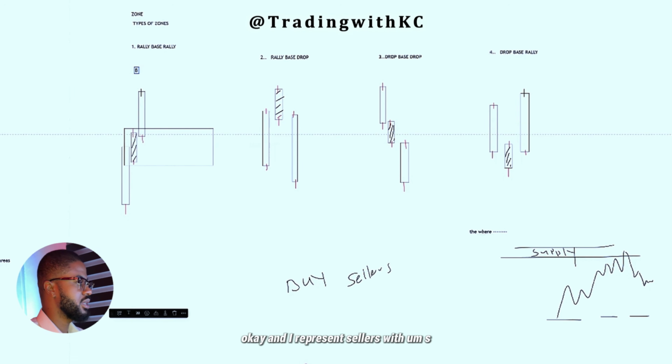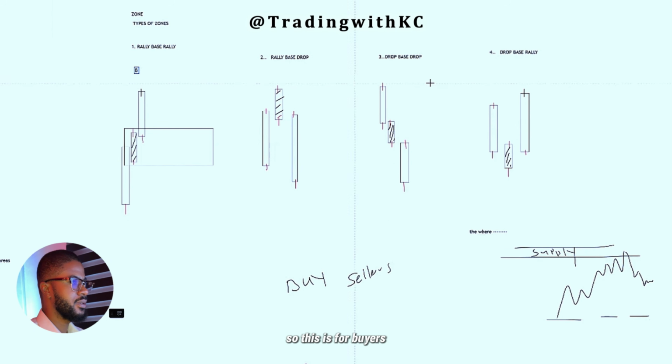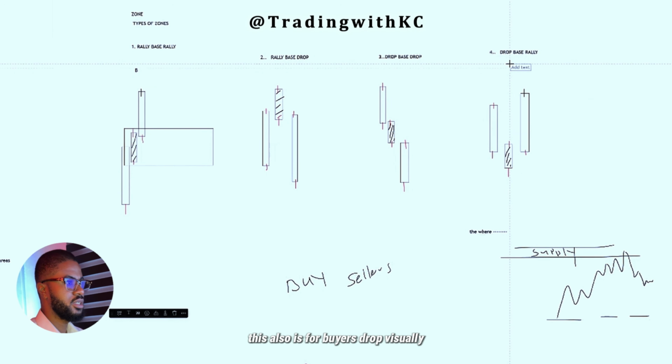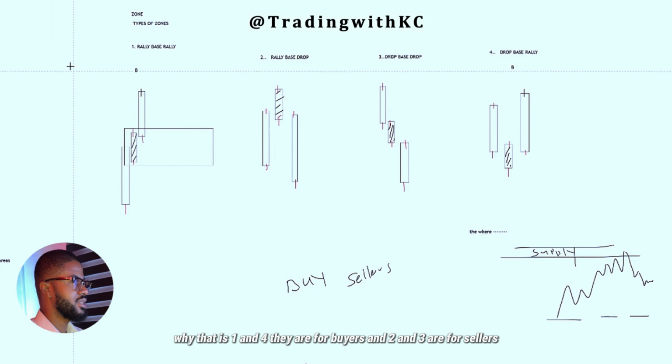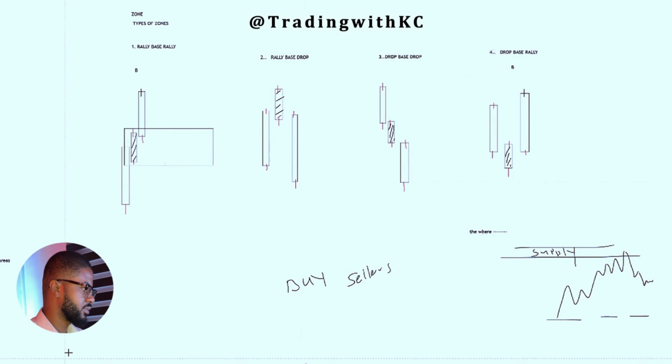Okay, and I'll represent sellers with S. So this is for buyers. This also is for buyers. Drop base rally. This is for buyers. Why? That is 1 and 4, they are for buyers. Then 2 and 3 are for sellers.